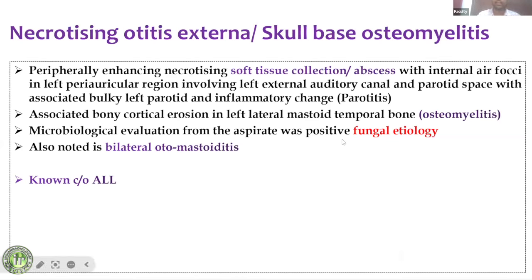Microbiological evaluation was positive for a fungal etiology. There was also bilateral otomastoiditis as well. On bone marrow biopsy, this came out as a case of ALL. So the patient is immunocompromised, and there is a fungal abscess along with skull-base osteomyelitis as well.